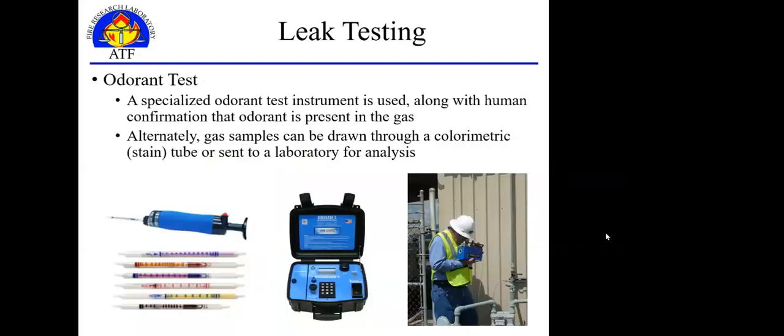You can also test for the odorants in the gases. You can use stain tubes. You can use special equipment like this odorator, or there's actually a way you can just sniff it manually. But this is probably, I would say, more geared towards if you have a leak and people died, maybe we're trying to figure out, was there or was there not odorant available in the gas, and therefore why did these folks not smell it, or maybe they did smell it prior to the explosion.